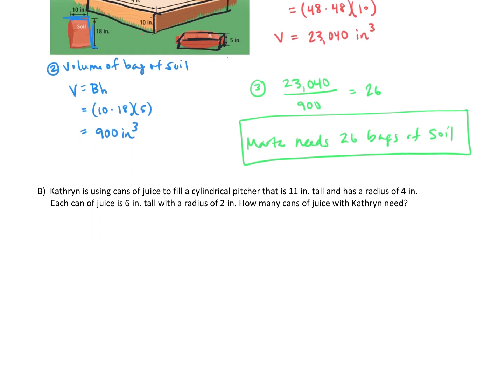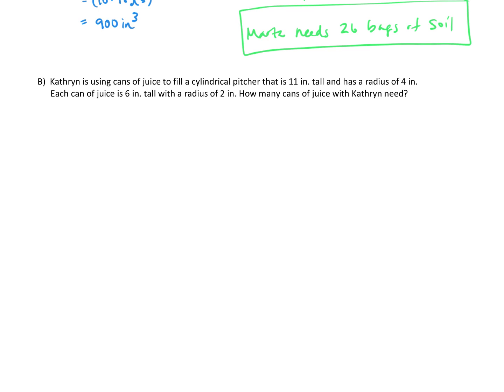All right, so let's take a look at just another pretty similar example. So hopefully this one will be like, oh, I see how it relates to what we just did. All right, so we've got Catherine. Catherine is using cans of juice to fill a cylindrical pitcher that is 8 inches tall and has a radius of 4 inches. So let's just picture what she's doing. So she's got this pitcher, cylindrical, so it looks something like that. They said it's 11 inches tall with a radius of 4 inches.